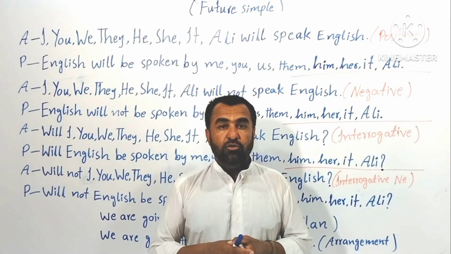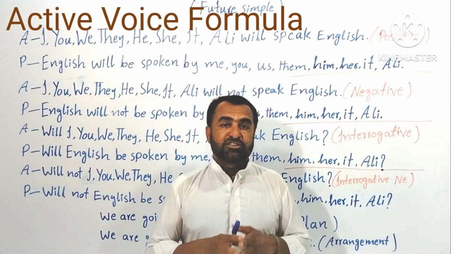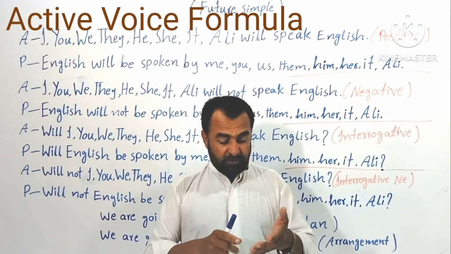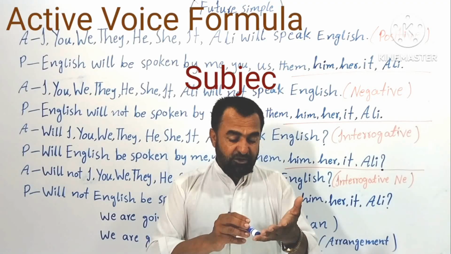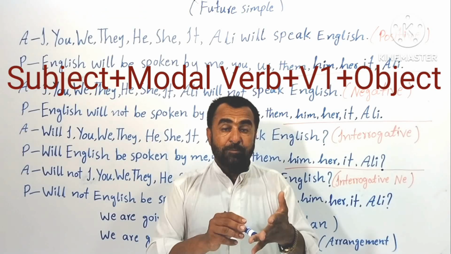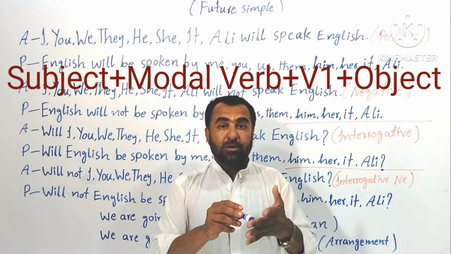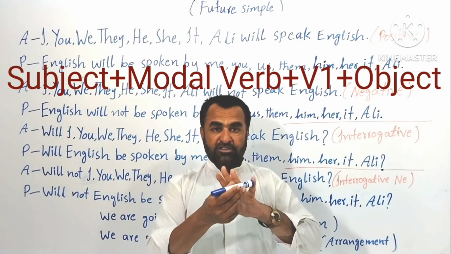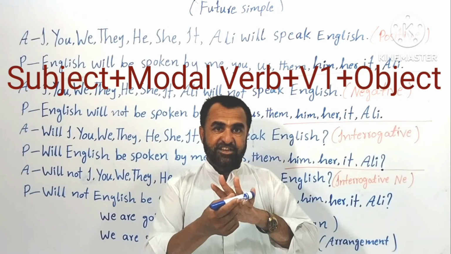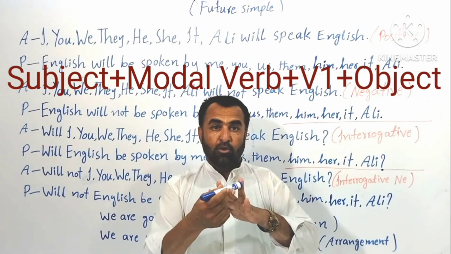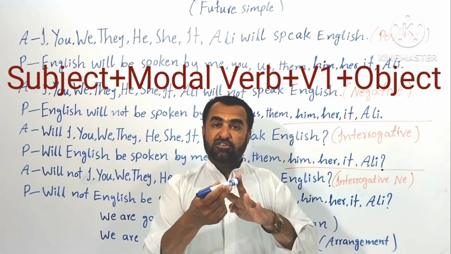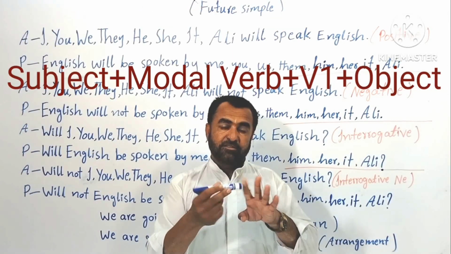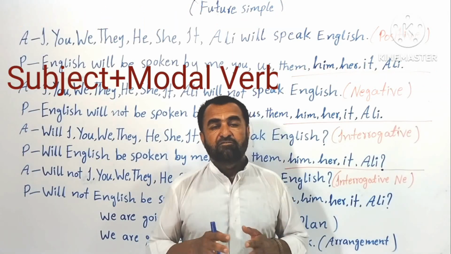Now let's know a little bit about the formula of active voice, how active voice sentences are made in future simple. Understood? So the formula is this: first of all, your subject, then your modal verb, I mean will, then your main verb, I mean the first form of the verb, then your object. Four things. First, your subject, meaning I, you, we, they, he, she, it, Ali. Then your modal verb will, then your main verb, the first form, then your object. Finished. This is the formula of active voice.